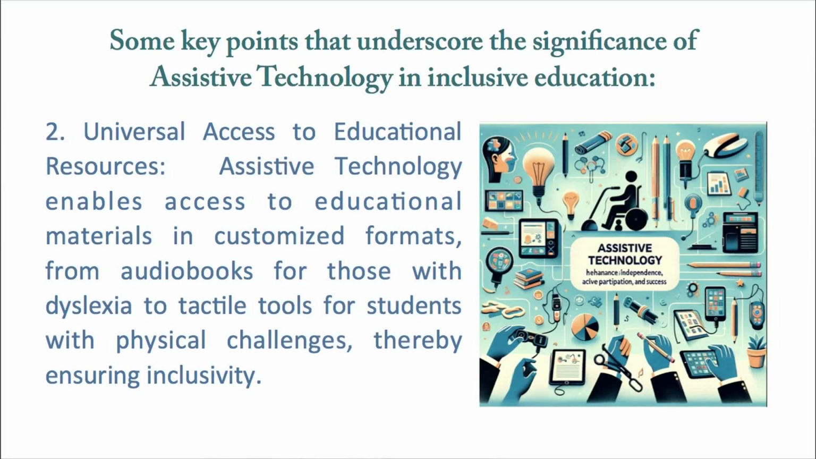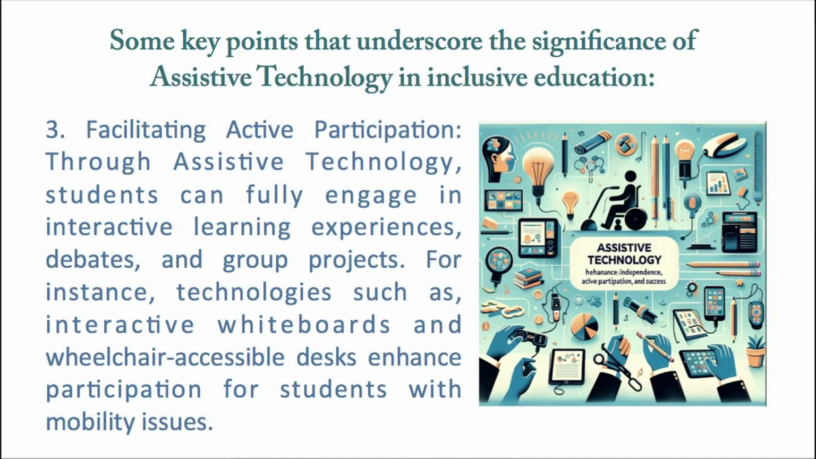Universal access to educational resources. Assistive technology enables access to educational materials in customized formats, from audiobooks for those with dyslexia to tactile tools for students with physical challenges, thereby ensuring inclusivity. Next, facilitating active participation. Through assistive technology, students can fully engage in interactive learning experiences, debates, and group projects. For instance, technologies such as interactive whiteboards and wheelchair-accessible tables enhance participation for students with mobility issues.